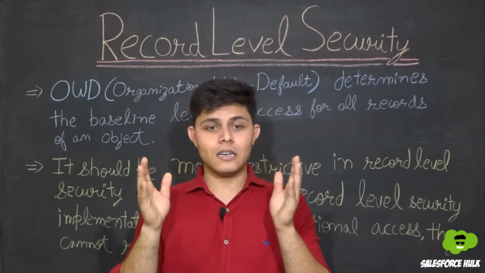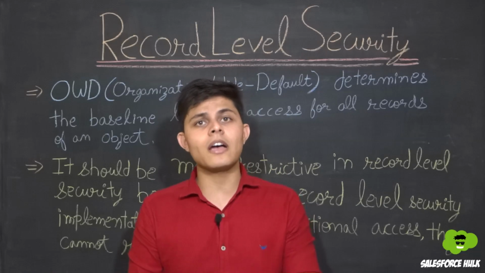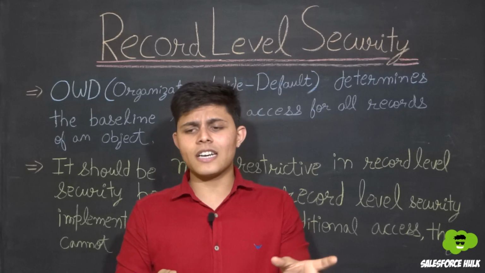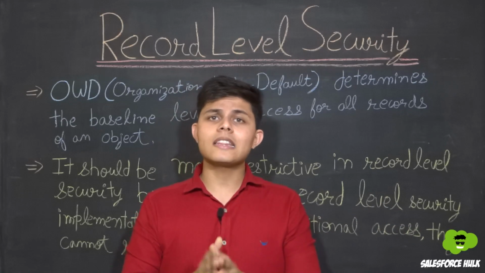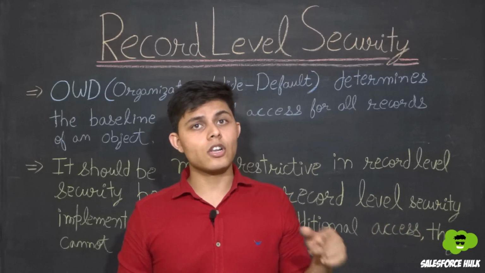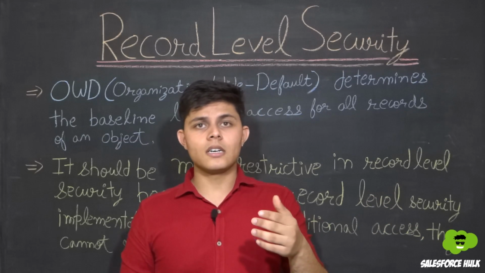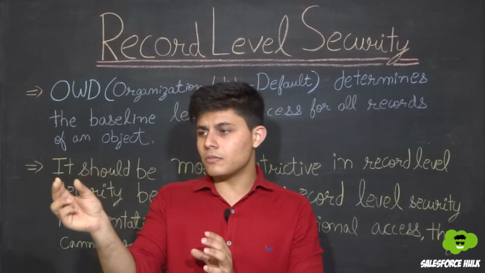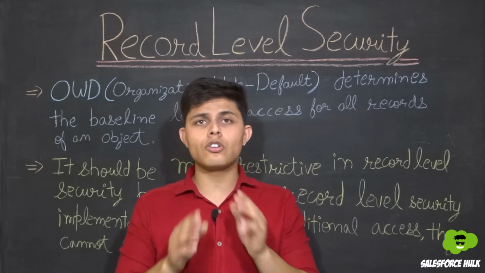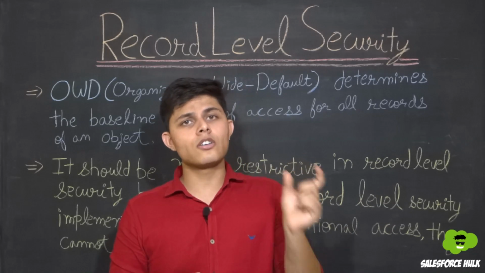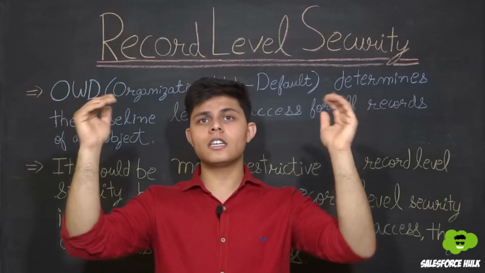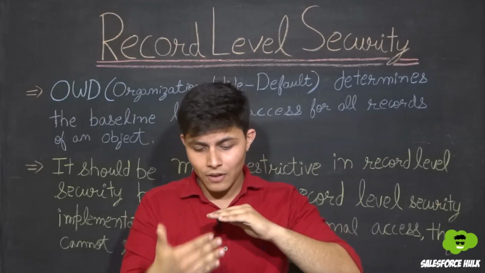You cannot restrict the access which is given by OWD. What I mean by that is, let's say you have set OWD as public read only. In that situation, all the users of your organization will be able to see the records of that particular object. If you want to restrict the access for 2 or 3 users, or even for a single user, in that situation also you will not be able to do that using role hierarchies, sharing rules, or manual sharing, because they basically open up the access. They do not restrict the access provided by the level below them.